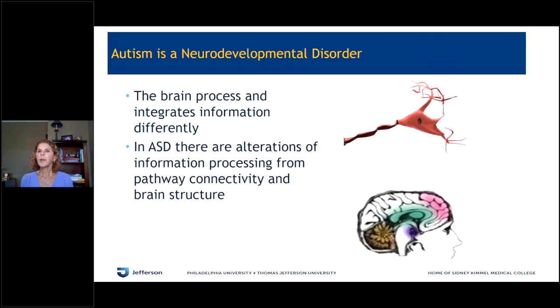So as a neurodevelopmental disorder, what that means is that there are differences in the way the brain and the nervous system process and integrate information, both at the neuronal and synaptic level and at the brain level. This results in individuals with autism sensing the world in different ways. Because after all, the way we bring information into our brain is through the sensory systems. And this is one of the reasons that they're so important.